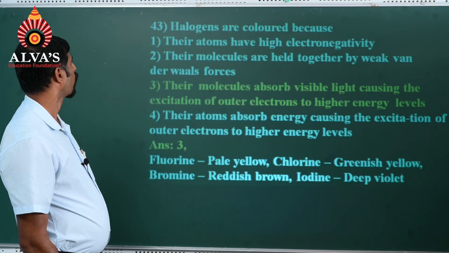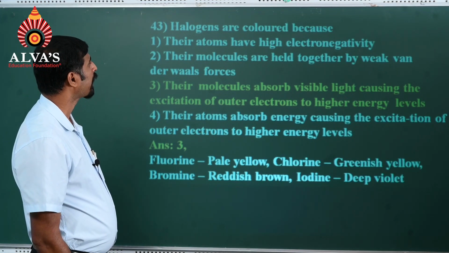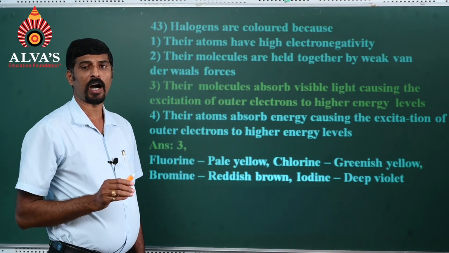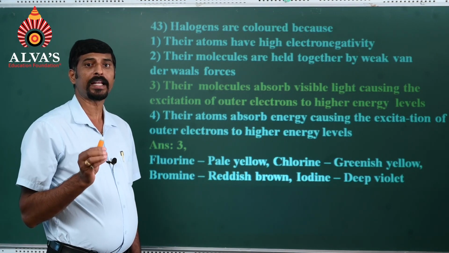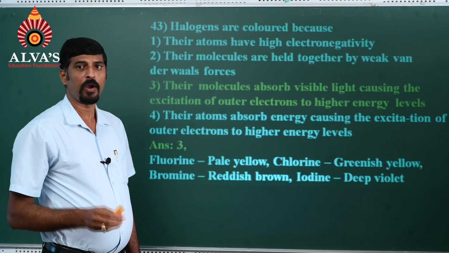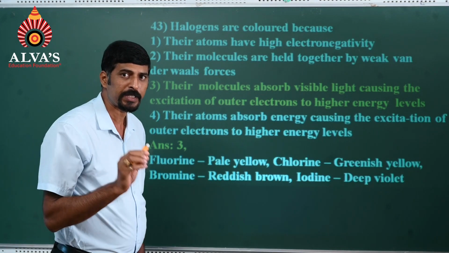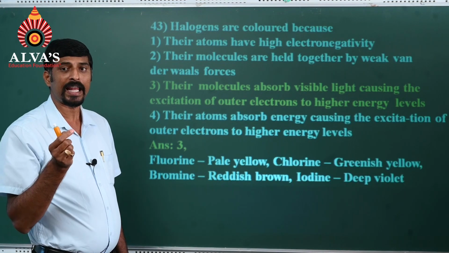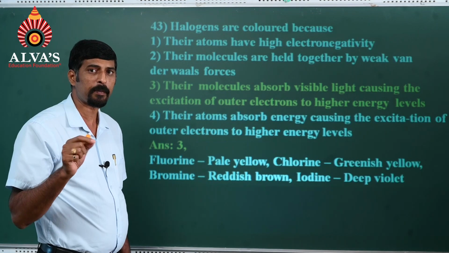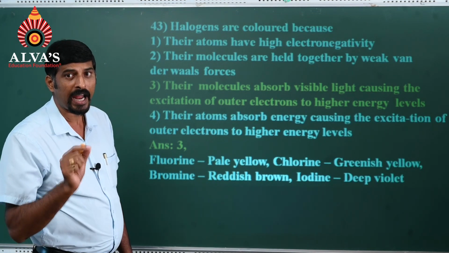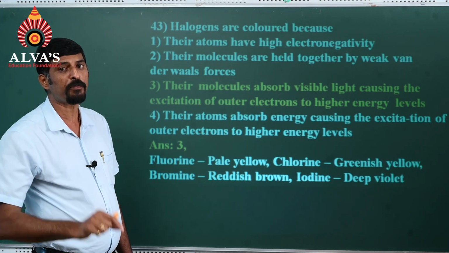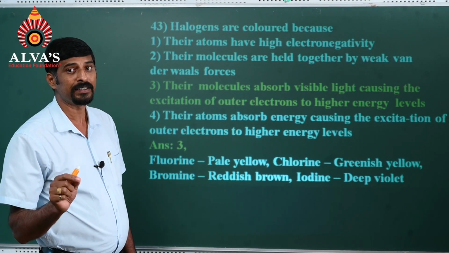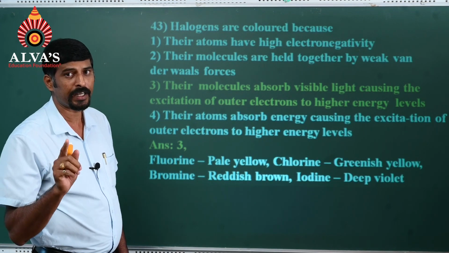Next, we will move on to question number 43. Halogens are colored because they absorb light radiation from the visible region. When they absorb it, by using that energy, they go to an excited state. The electron in the excited state is highly unstable, jumps back to a lower energy level and gives the extra energy in the form of radiation that falls in the region of the visible spectrum. Hence, halogens are colored in nature.